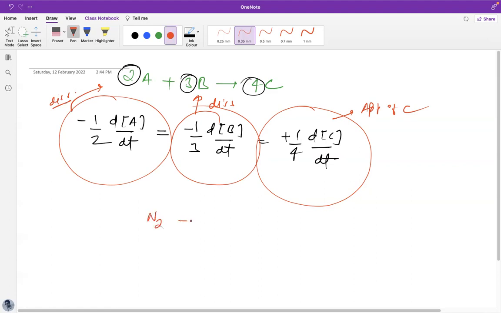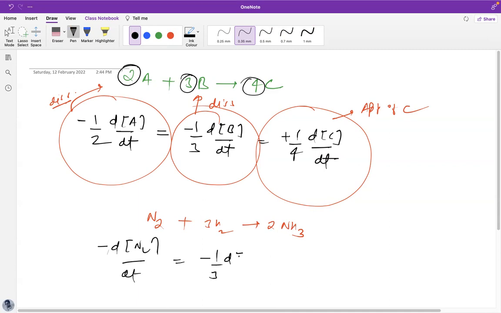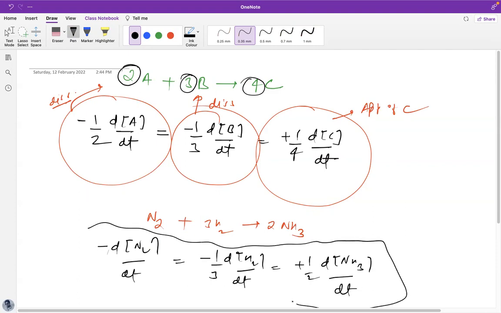Suppose we have this reaction N2 plus 3H2 gives 2 ammonia. How can you write this one? We can say minus dN2 divided by dt, which is equal to minus 1 by 3 dH2 divided by dt, and that is equal to plus 1 by 2 d ammonia by dt. Any doubt about this expression? Please tell me. Okay, very good.